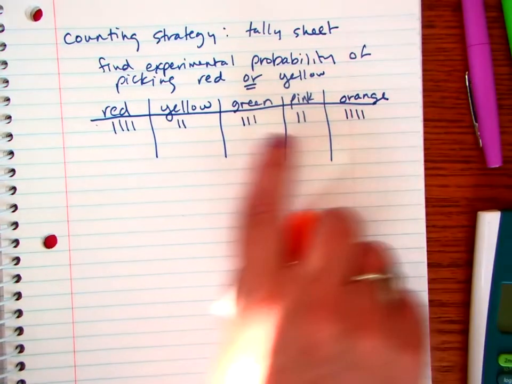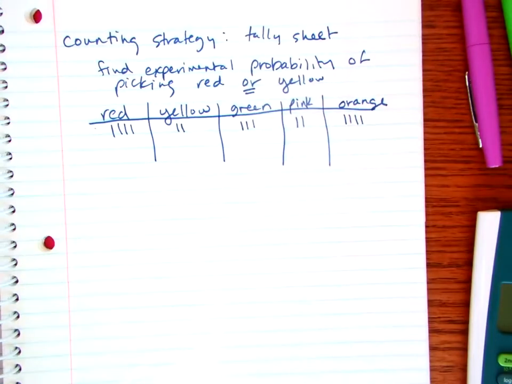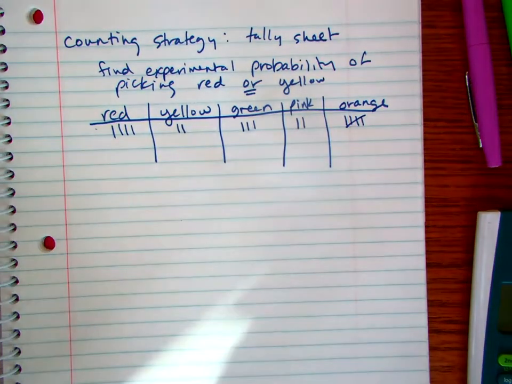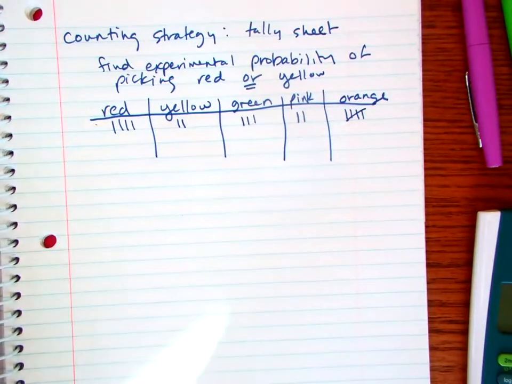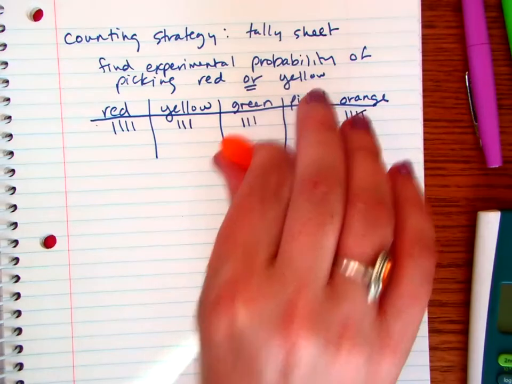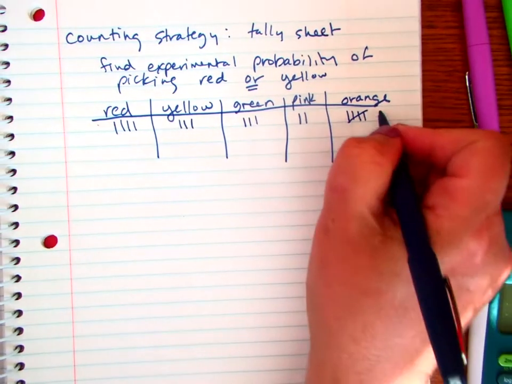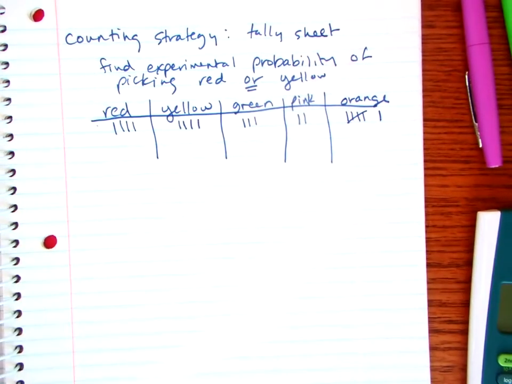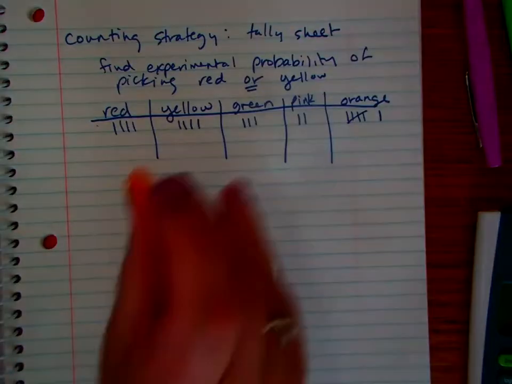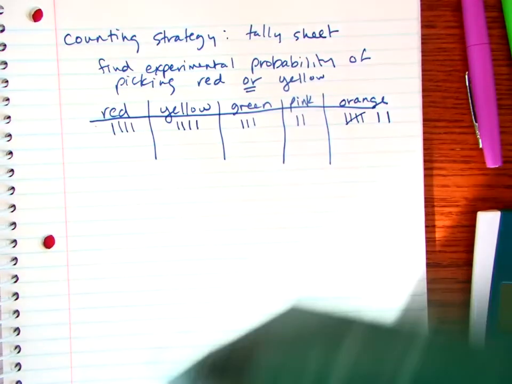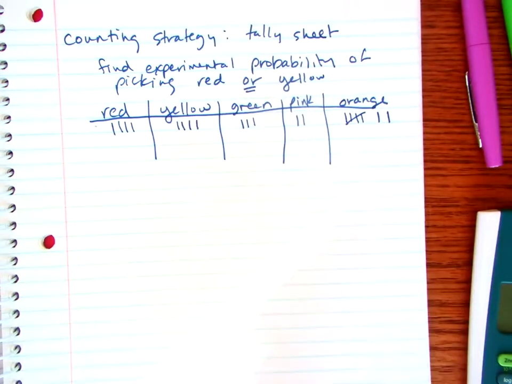Right. 4, 6, 12. Yep, 15. Another orange. So 16 picks. A yellow. That's 17 picks. An orange. That's 18. Okay, 2 more and we're done. Yellow. So 19. And orange, that gave me my 20th pick. So we know that my total in the experiment was 20.